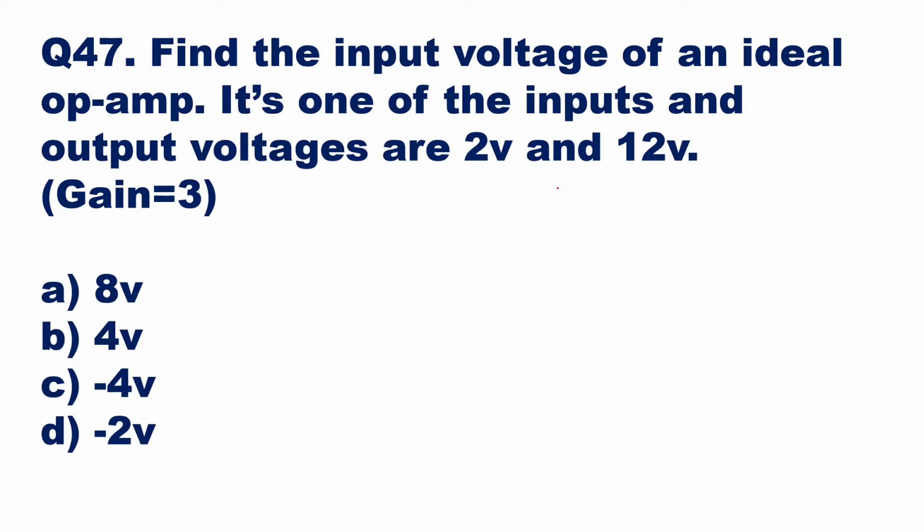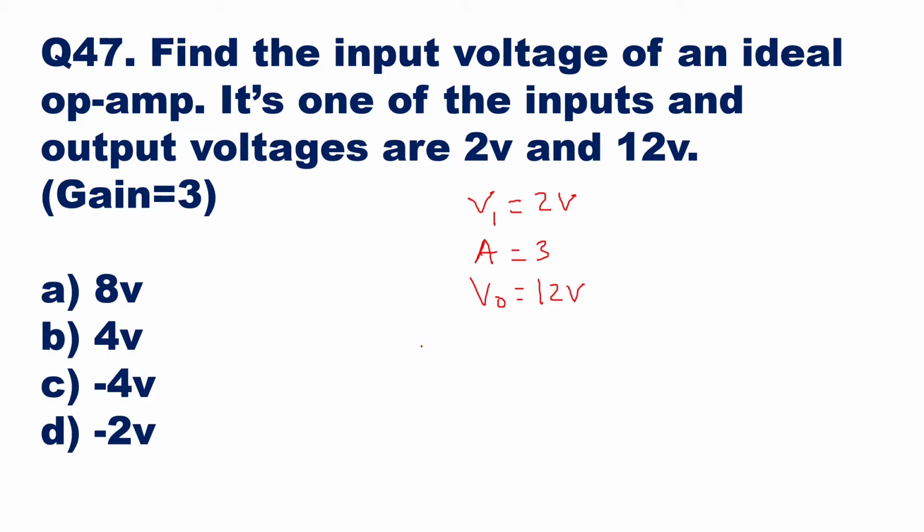Find the input voltage of an ideal op-amp. Okay, find the input voltage of an ideal op-amp. One of the inputs and the output voltages are 2 volt and 12 volt, and gain is 3. Okay, so these are the data given here. One of the input voltages is V1, given as 2 volt, and the gain is given as 3 times. And the output voltage V out is given as 12 volt.